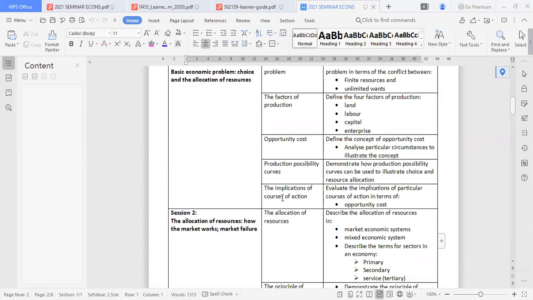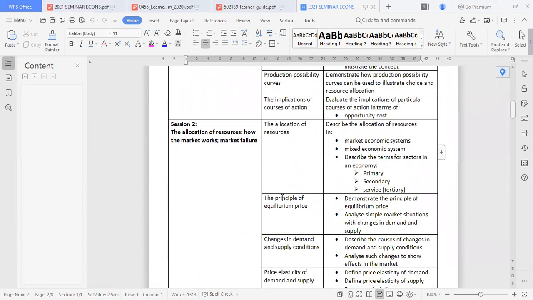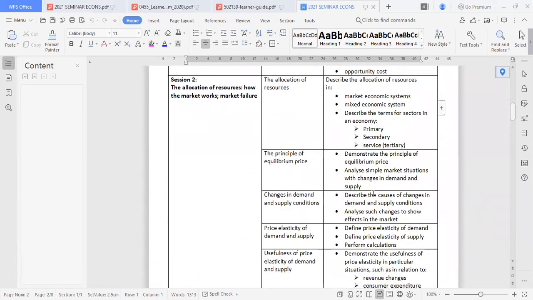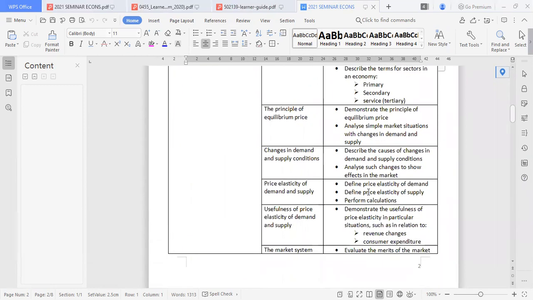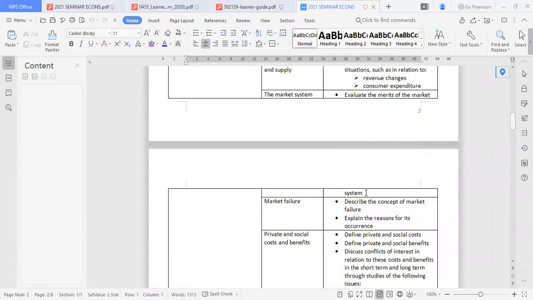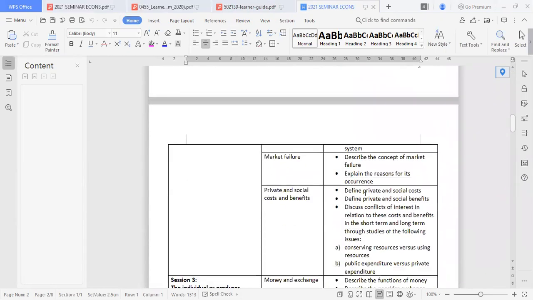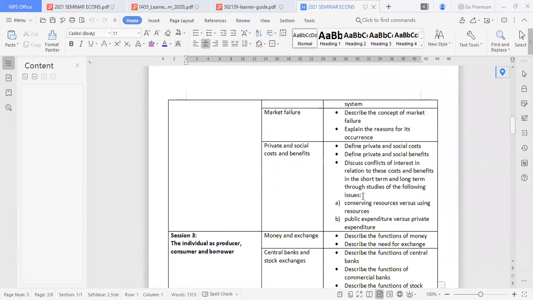Right? So the same goes for your section 2. You need to know the allocation of resources, the principles of equilibrium, changes in demand, price elasticity of demand and supply, usefulness of the price elasticity of demand, the market system, market failure, private and social cost, right? Market failure, chapter 30, chapter 40, right? Famous chapter. So you really have to know all these.